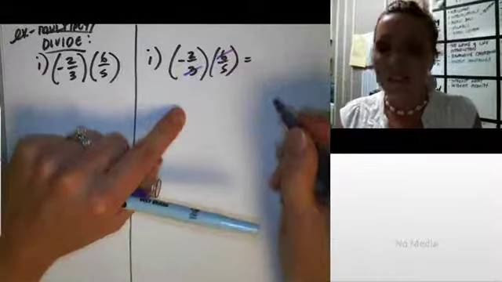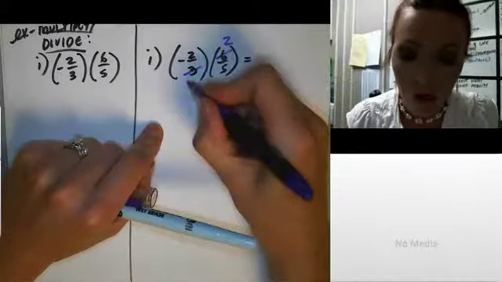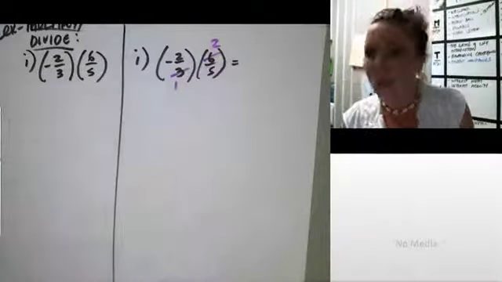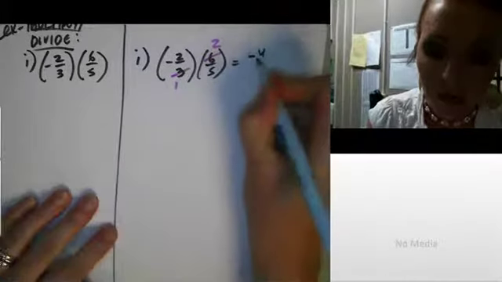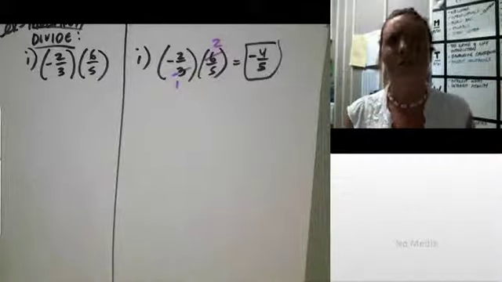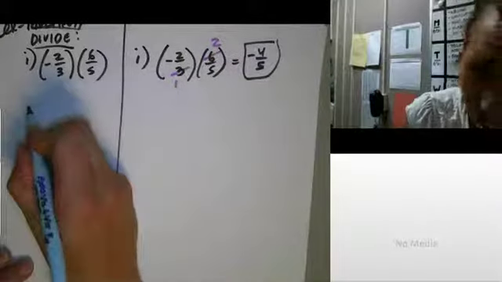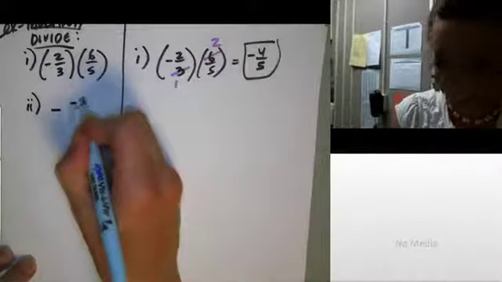So, 6 divided by 3, what does that reduce to? 2. 2 on the top, 1 on the bottom. And now if we multiply straight across, we end up with what? Negative 4 over 5. Now, some of us might have preferred to multiply first. Multiply first and then reduce, you can do that too. Okay? Again, this is not a trick question. I realize it kind of looks like it.